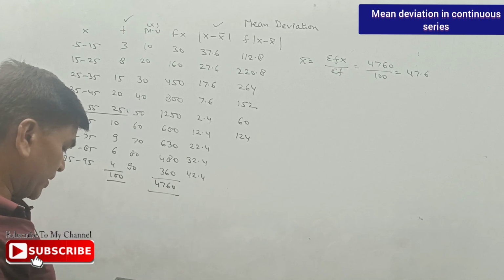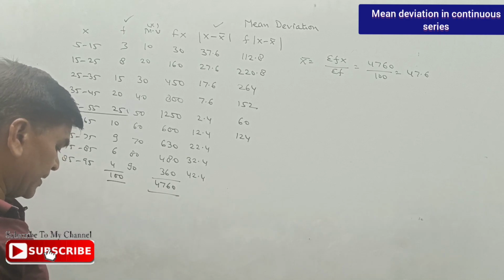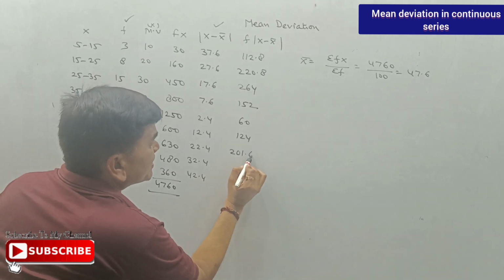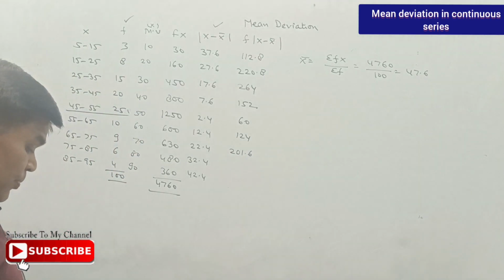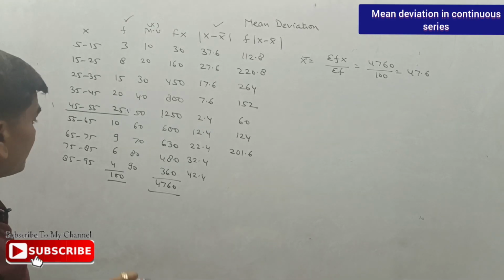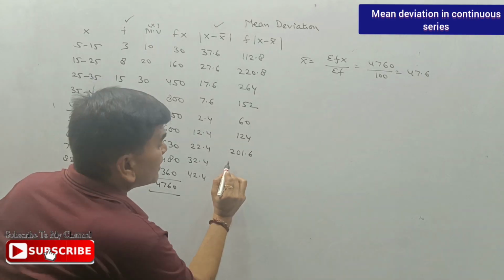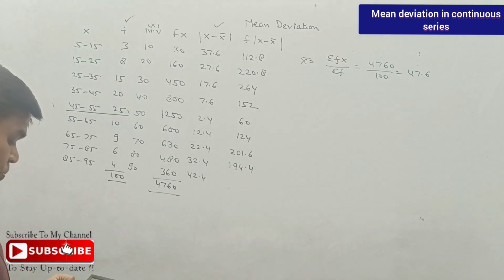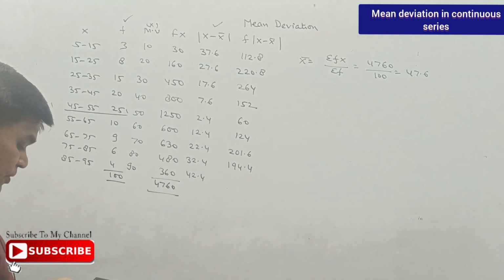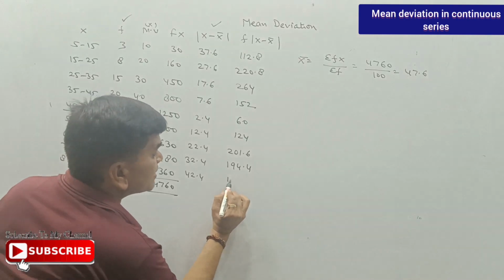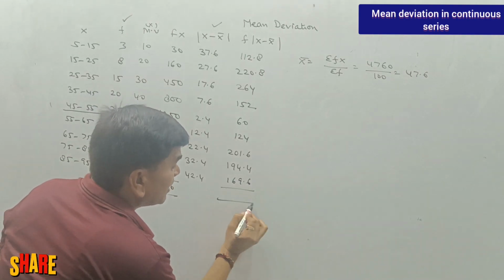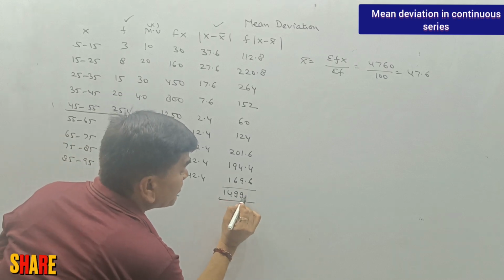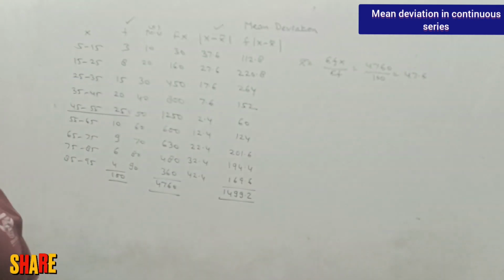22.4 multiplied by 9 is 201.6, sorry. 32.4 multiplied by 6, here the value is 6, so 194.4. Last one, 42.4 multiplied by 4 is 169.6, and the addition of all these is 1499.2.